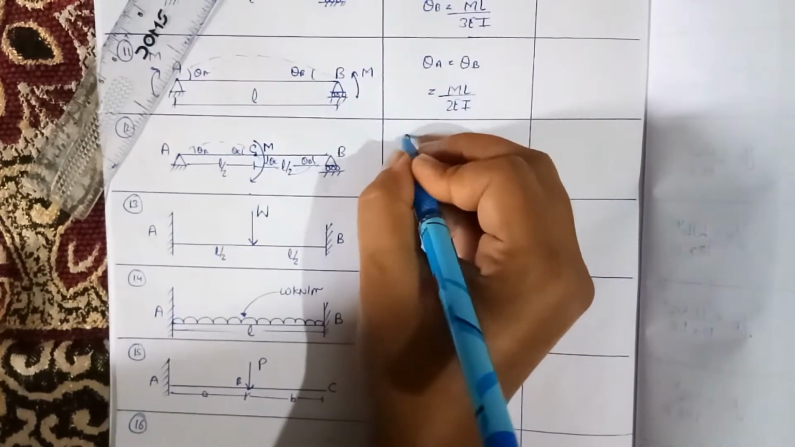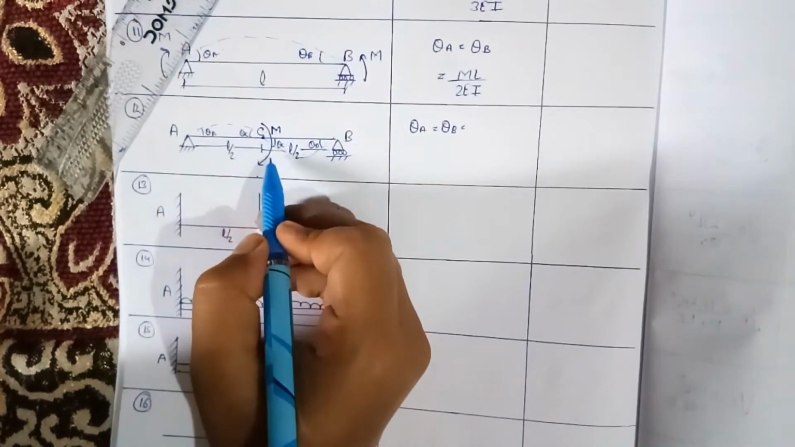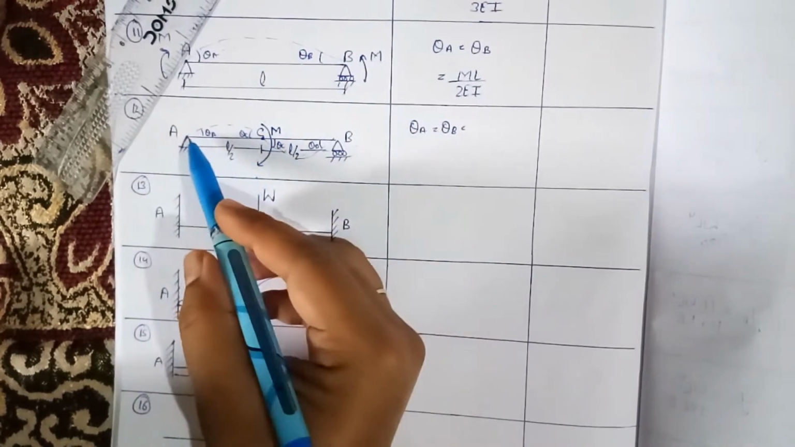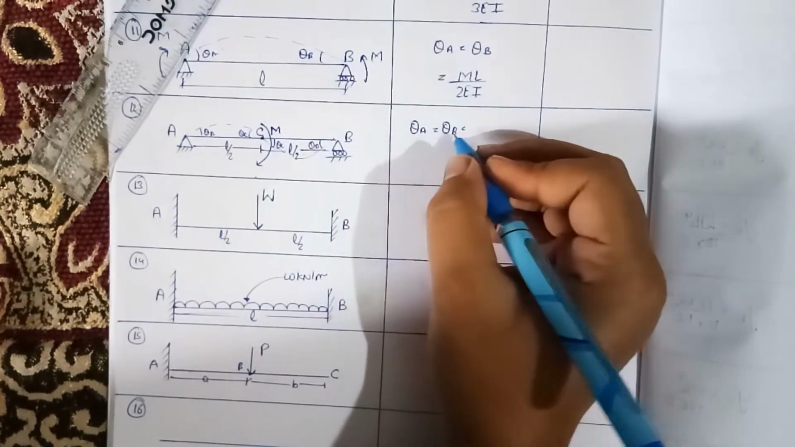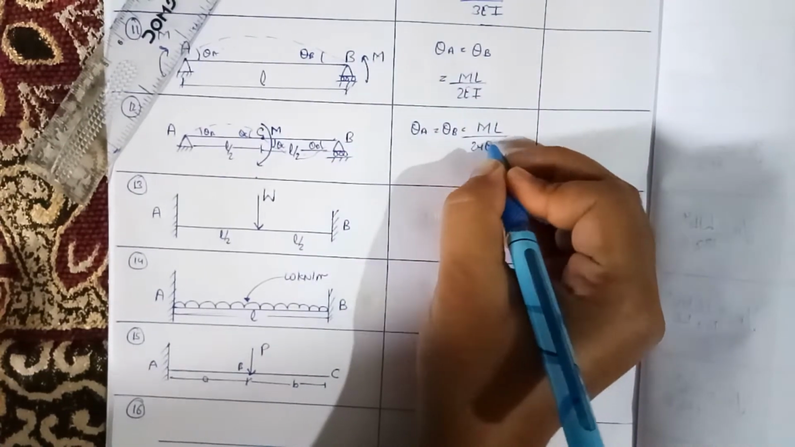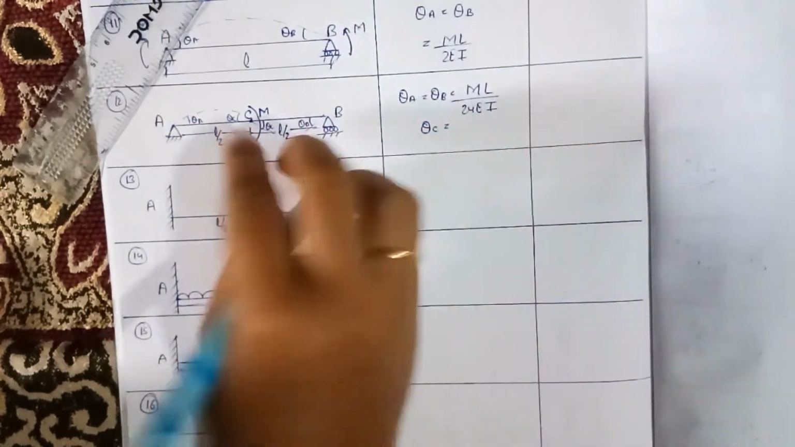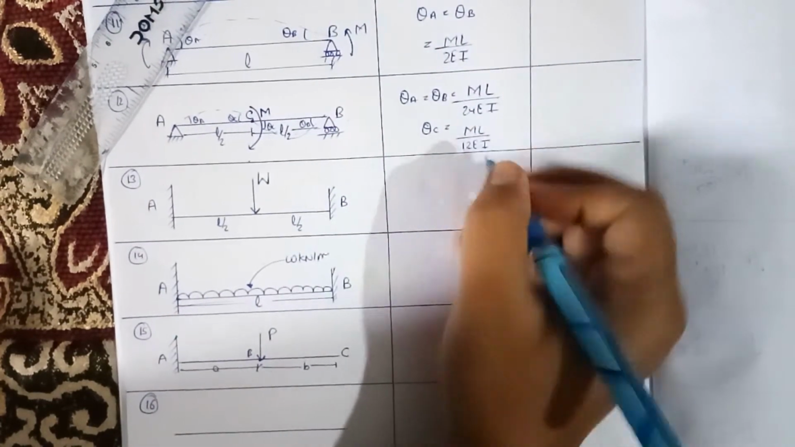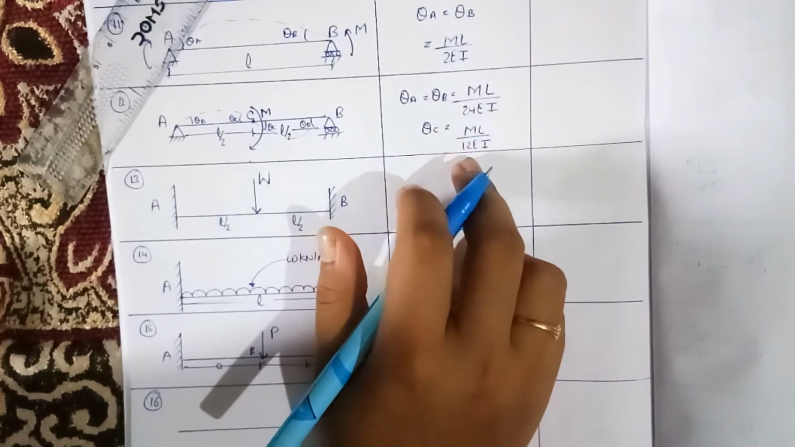The value of theta A will be equal to the value of theta B because the moment is applied at the central portion. When the loading or the moment is symmetrical, or it is applied at the central portion, the slope at both the ends will be equal. In that case theta A equals theta B, and it is equal to ML upon 24 EI. And the value of slope at point C will be equal to ML upon 12 EI, which is double of this slope. Okay, ML upon 24 EI and ML upon 12 EI.